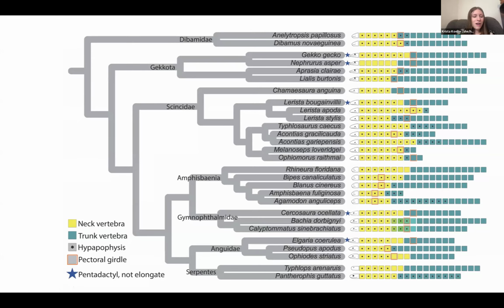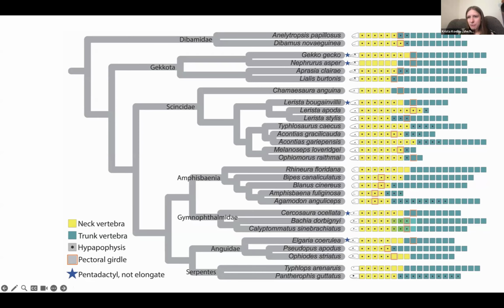This is a phylogeny of squamates, and I've starred pentadactyl, so like normal lizards are the ones with the stars, and the neck vertebrae, according to the geometric morphometric analysis, are yellow, and the geometric morphometric trunk vertebrae are in blue. The hypopophyses are marked by dots in the squares. And each vertebra is represented by a square. And then the position of the pectoral girdle, if it exists, is marked by an orange square. And it's a lot to take in.